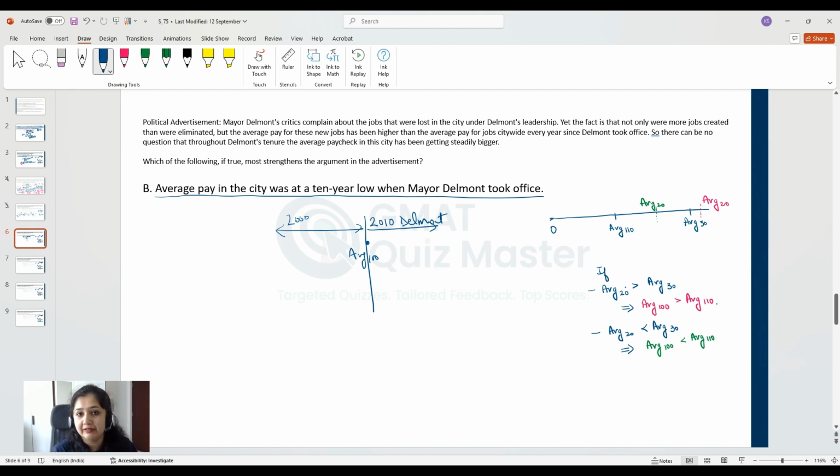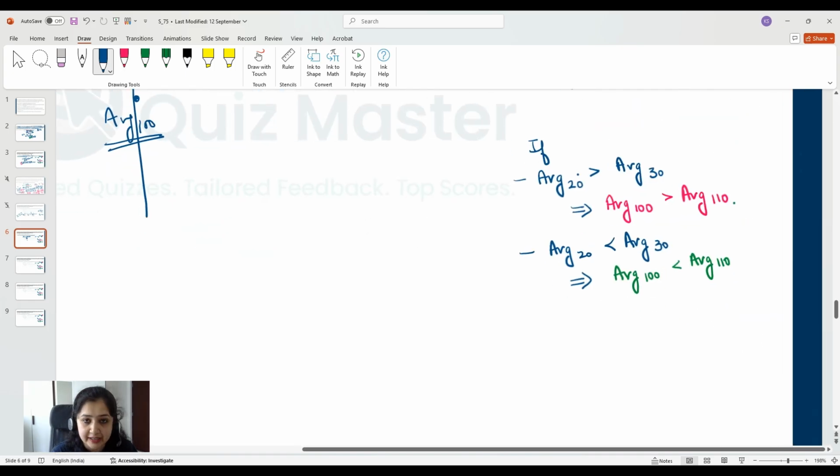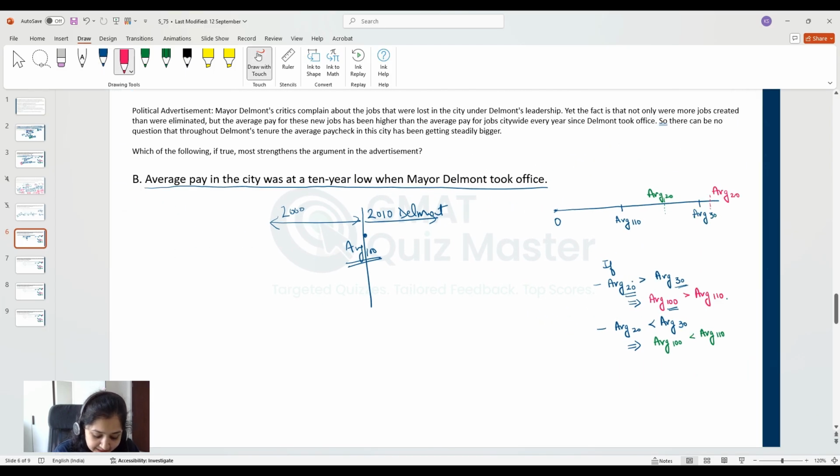Now, is that comparison relevant? Is that information relevant? Even if it was the lowest or even if it was the highest, it does not matter, because the relevant factor here is the comparison between the average of the jobs that were lost during this mayor's tenure and the average of the new jobs that were created. So, depending on the value of those two averages, the paycheck might have gotten bigger, or it may have reduced. So that is why the information that has been presented in choice B is irrelevant.